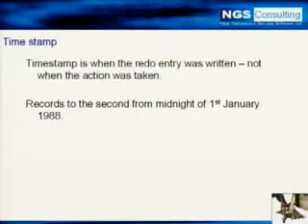So we already mentioned the timestamp is when the redo entry was written. It's not when the action was taken. How is time recorded in the redo log? Well, it's basically the number of seconds from midnight, 1st of January, 1988. I don't know what's special about that date, but what's interesting is if you set your computer clock to a date before that, Oracle 10g will stop working.